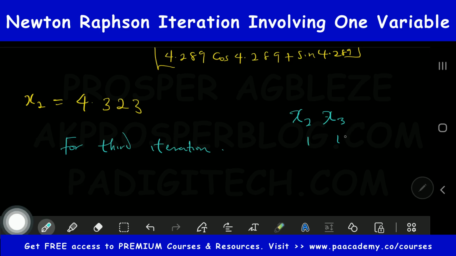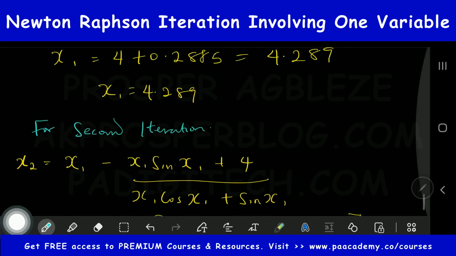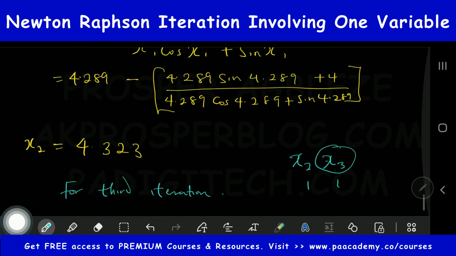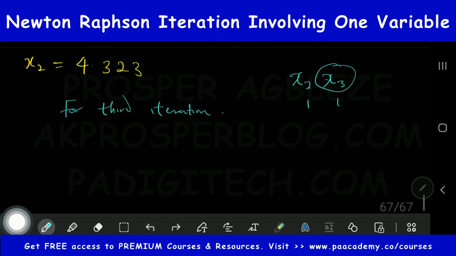But once you are not at that point where your current x value and your next x value are the same answer, you just have to continue. So you can see our x1 is giving us 4.289, and this is giving us 4.323. You can see that they are not the same, so that means we need to continue. So now for our third iteration, it's still the same step.